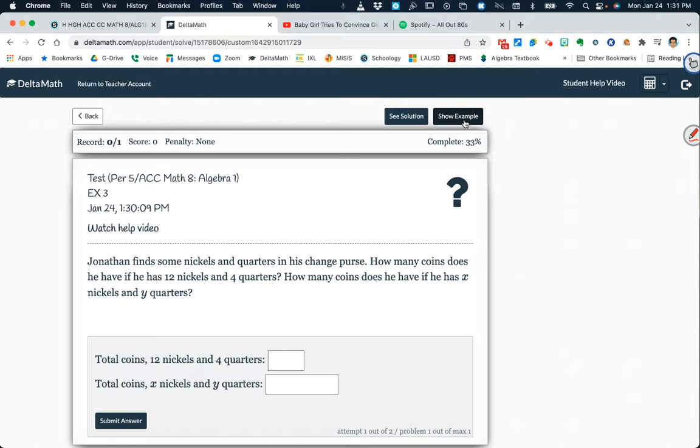Here we go. So, how many coins does he have if he has 12 nickels and 4 quarters? How many coins does he have if he has X nickels and Y quarters? Okay. Are we asking how many or how much? How many. It's going to say how many. So, how do we figure out how many if he has 12 nickels, 4 quarters? We add the amount of coins. So that's 16.